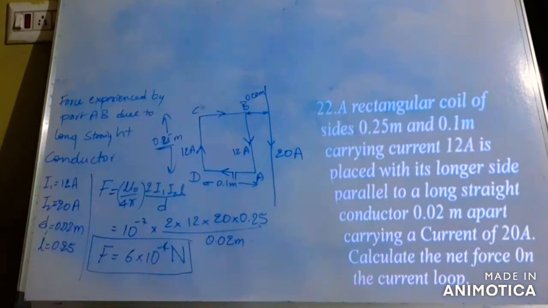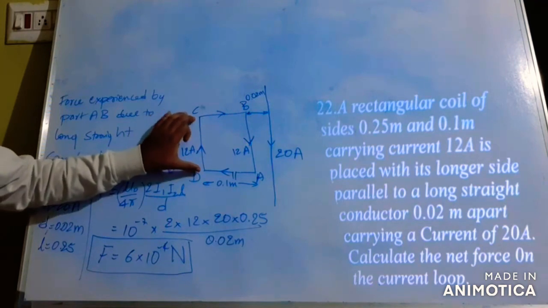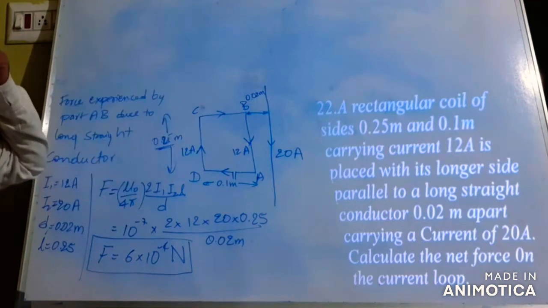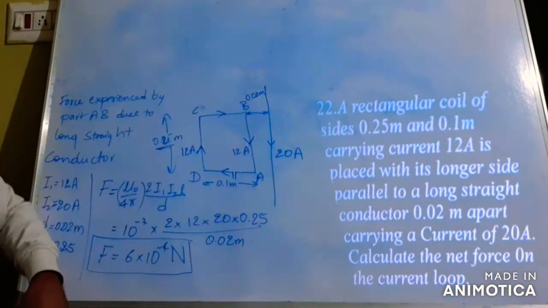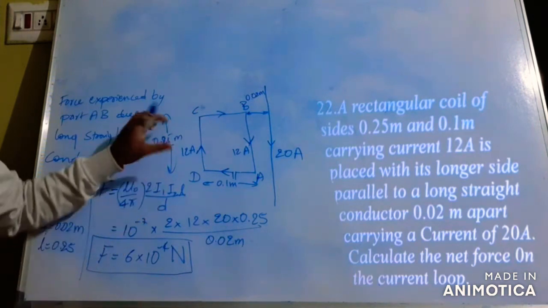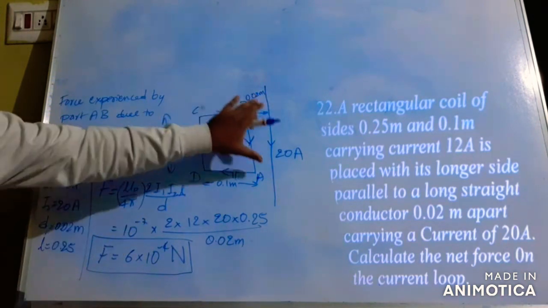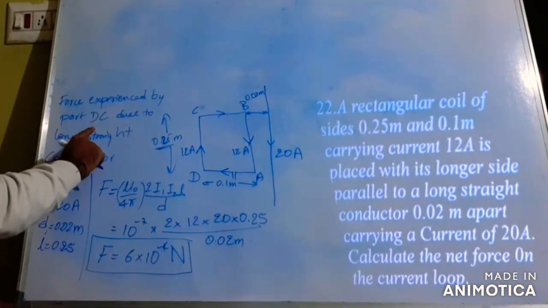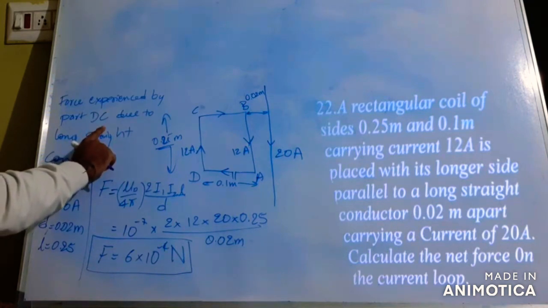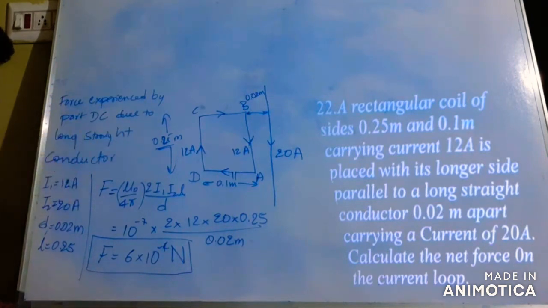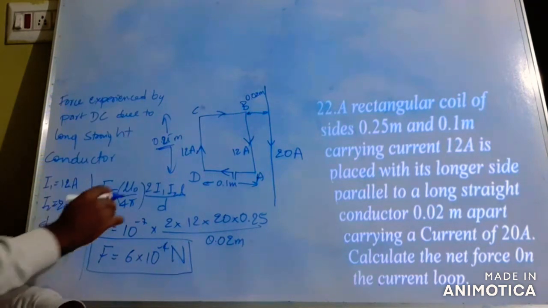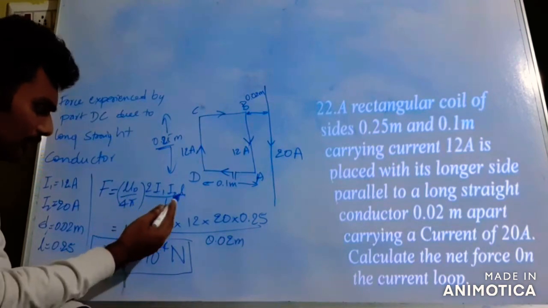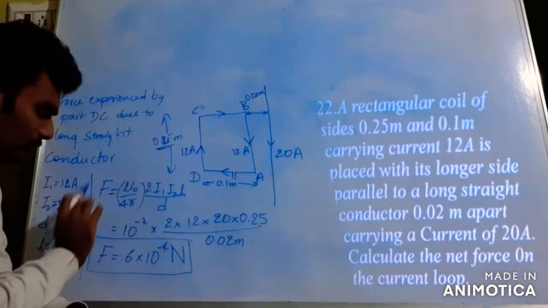And similarly, we shall work out the force experienced by part DC, or CD, due to the long current carrying conductor. I've just replaced AB by DC here. As you can observe, F is mu naught by 4 pi 2 I1 I2 L by D. The same formula is retained.